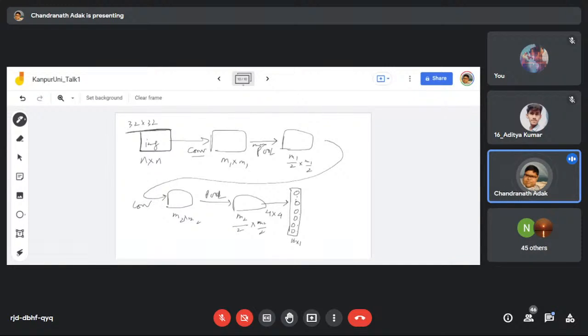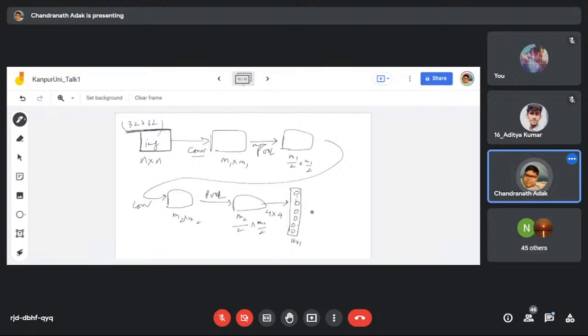So if you flatten this 32 cross 32, this is a big number. But suppose you have an image of say 100 cross 100 size. If we flatten, it will be around 10,000. But if we perform this sequence, applying it sequentially, one convolution then one pooling, or you can add two convolutions in sequence then one pooling. This way you can perform.